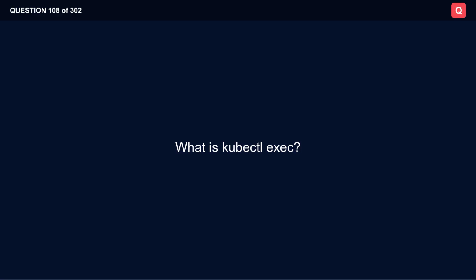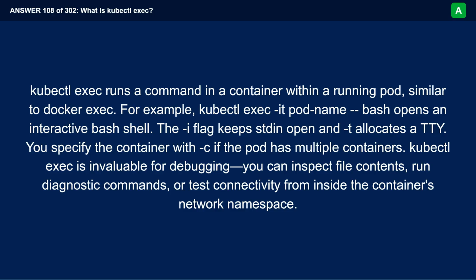What is kubectl exec? Kubectl exec runs a command in a container within a running pod, similar to docker exec. For example, kubectl exec -it pod-name -- bash opens an interactive bash shell. The -i flag keeps stdin open and -t allocates a TTY. You specify the container with -c if the pod has multiple containers. Kubectl exec is invaluable for debugging. You can inspect file contents, run diagnostic commands, or test connectivity from inside the container's network namespace.